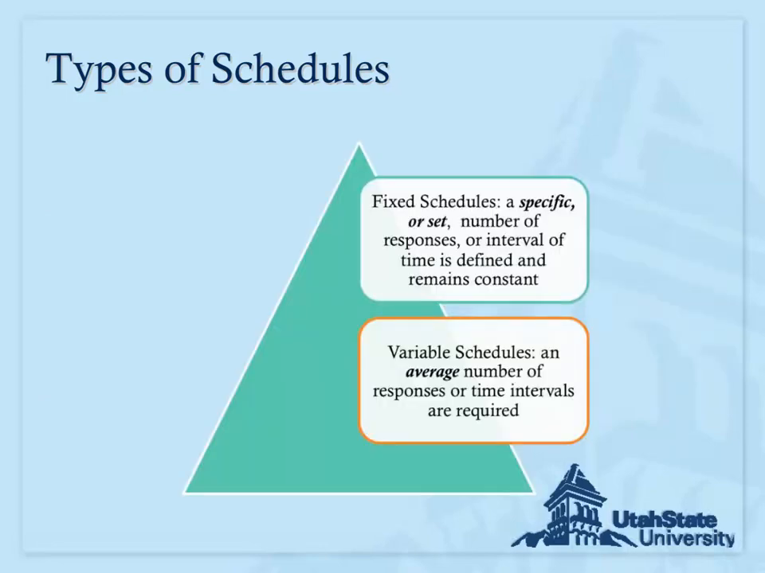We also may define whether the schedule is fixed or varied. A fixed schedule is a schedule where the same number of responses or duration of time must pass before the reinforcement is given. A varied schedule of reinforcement means that the number of responses or the duration of time that is needed to pass changes around a predetermined average. We will discuss these more in later slides.